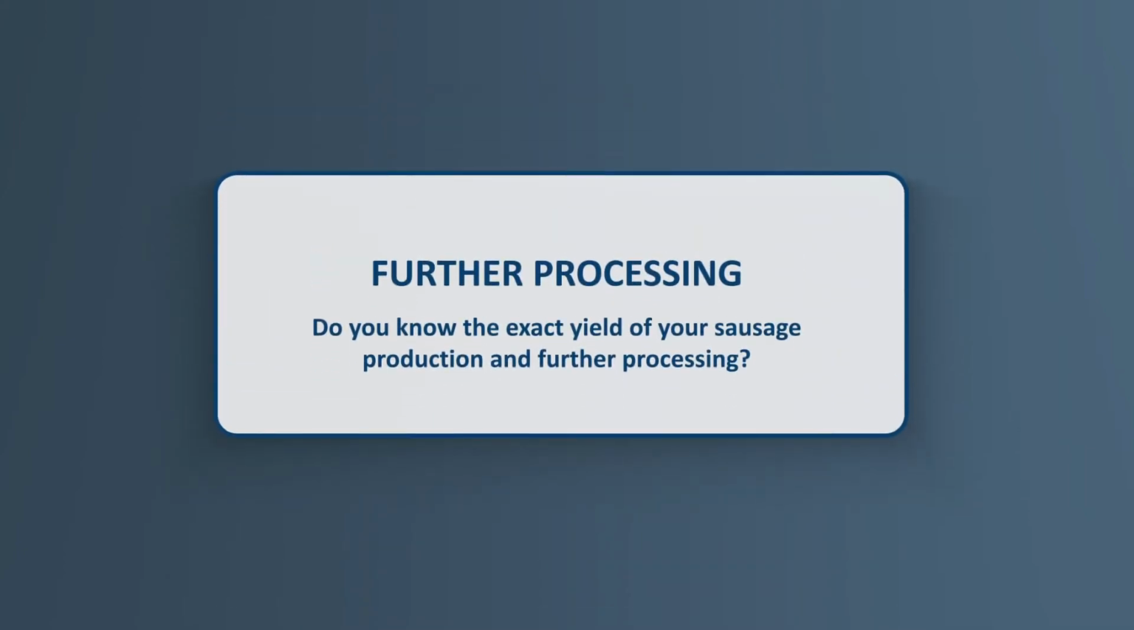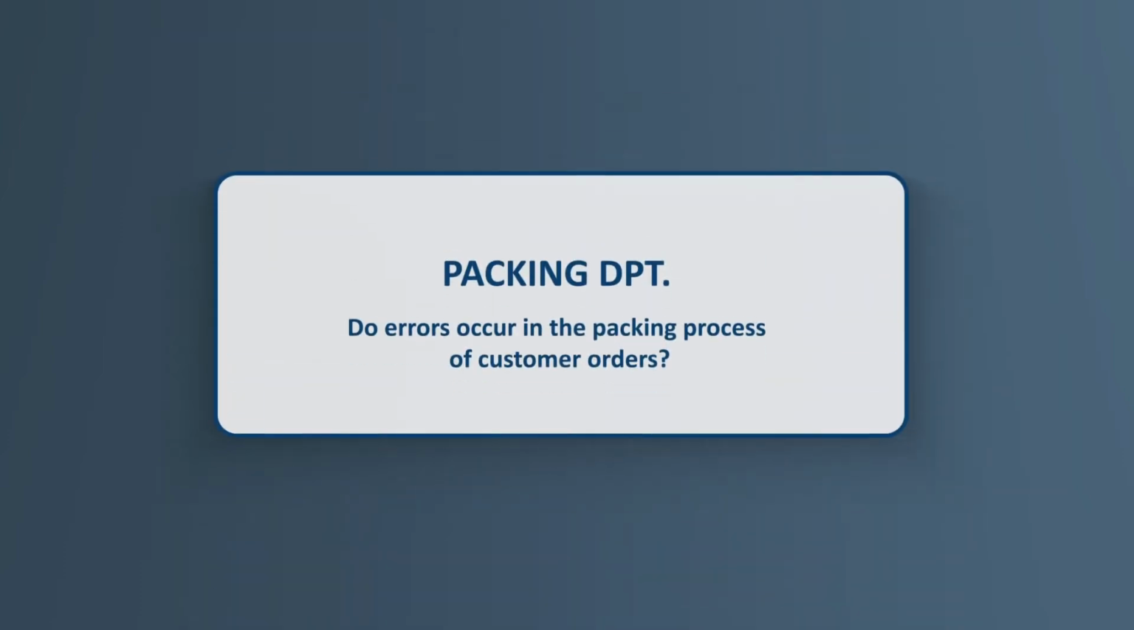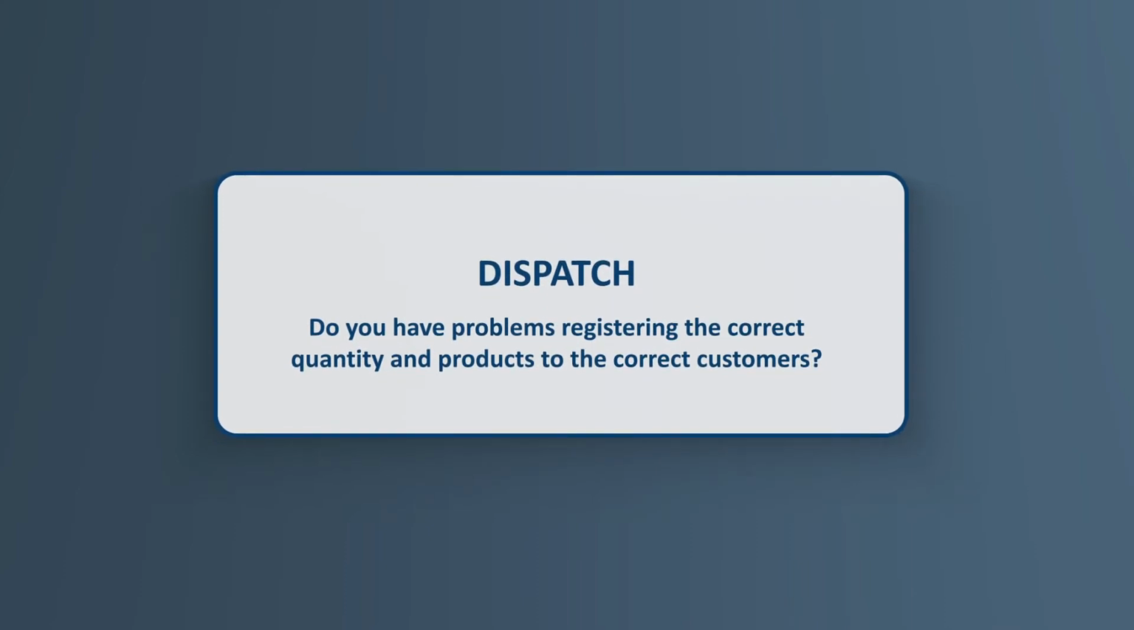Do you know the exact yield of your processing, for instance, your sausage production? Do you know the product shrinkage after smoking? Do errors occur in the packing process of customer orders? Do you have problems registering the correct quantity and products to the correct customer?